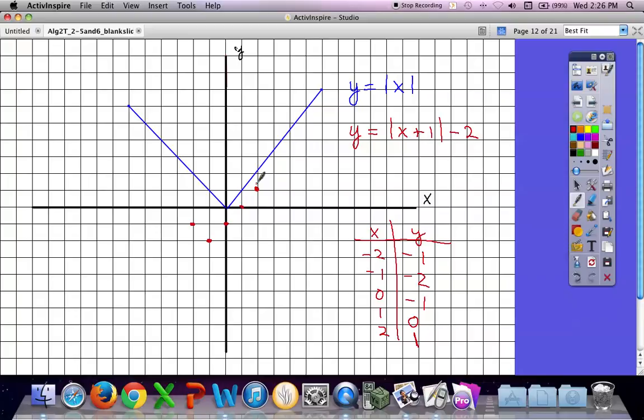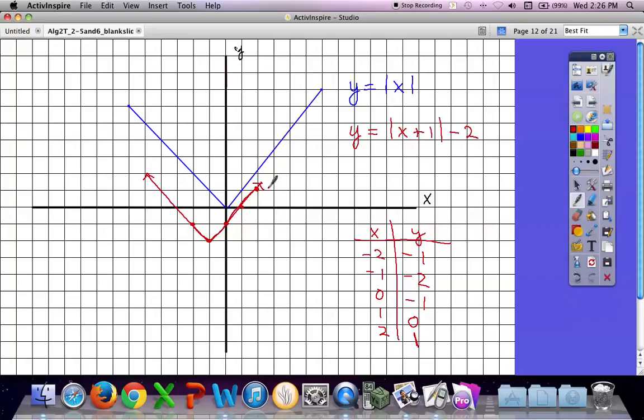Because if I didn't have that, I wasn't going to see the V. Can we see the V? Right? Okay.